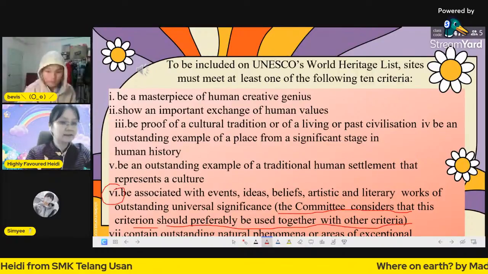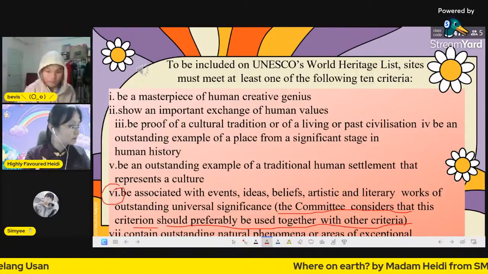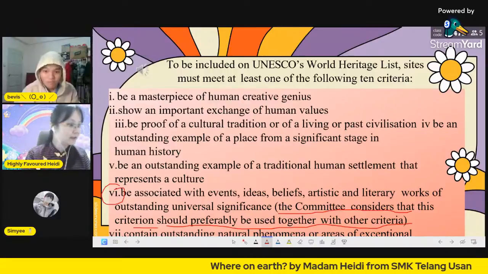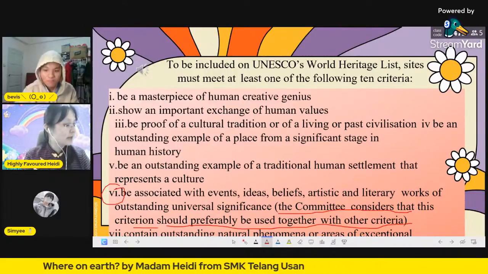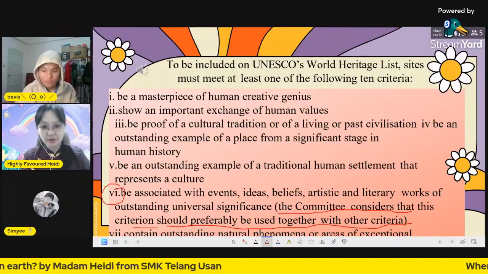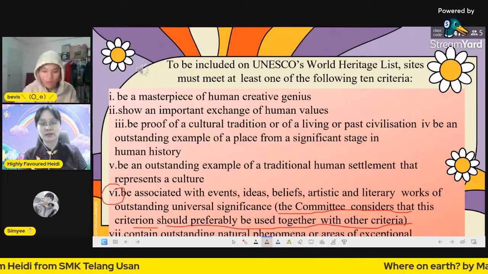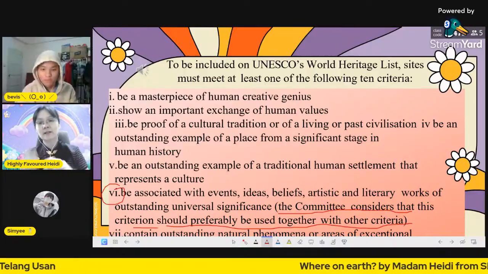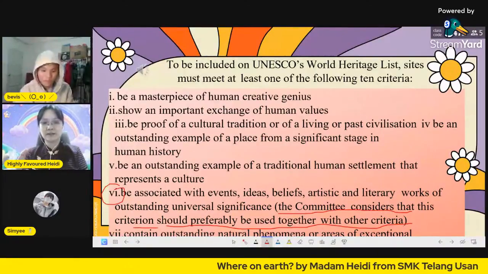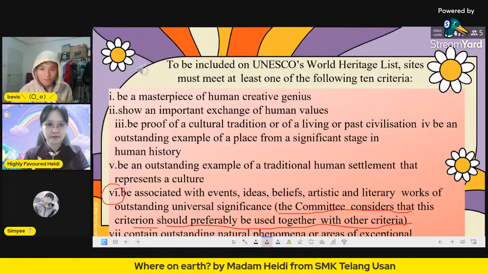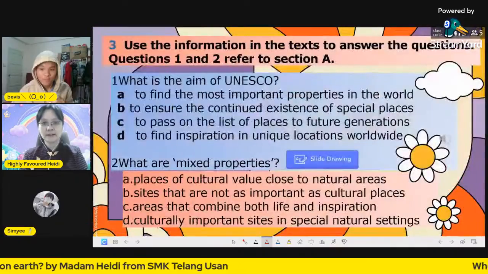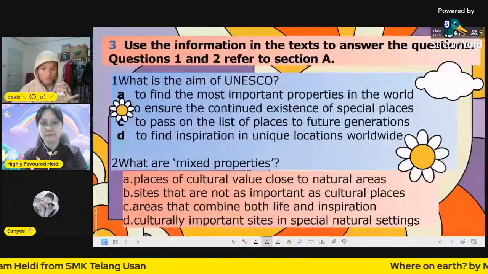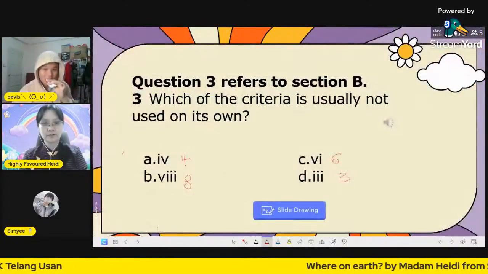Okay, so this is the one. The one is number 8, that your pick for C is the outstanding example of major stages in Earth history. So that is not really required to combine with another criteria. Okay? All right, so the answer is C actually. Okay, so I will quickly move back to the question. All right, so it's C, yeah?